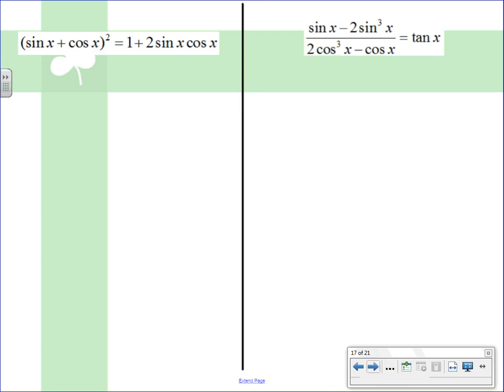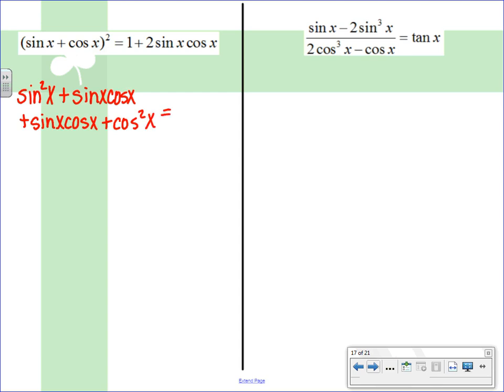Okay, the first one should be pretty straightforward here. We're just FOILing sine plus cosine squared. First term will give me sine squared. My outside terms are sine cosine. My inside terms are sine cosine. And then my last term will give me a cosine squared.